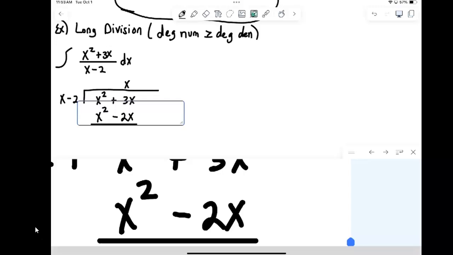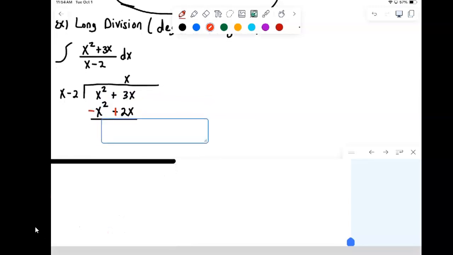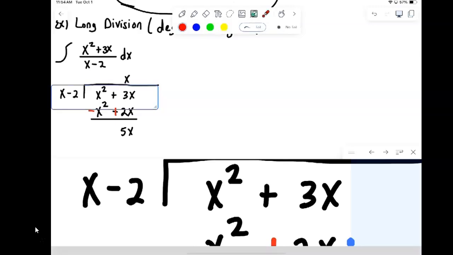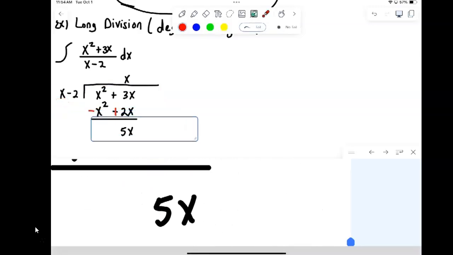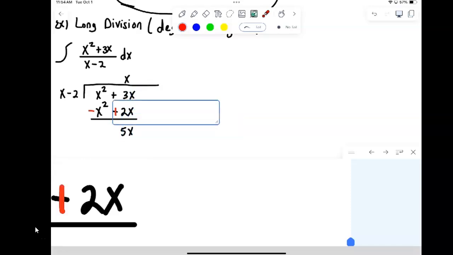And now we want to subtract that off. So what that means is we're going to change the signs here. So subtract, that becomes negative, and that one would become positive. Now the x squareds will cancel out. We have 3x plus 2x will be 5x. And then we repeat the process until we can't divide anymore. So we ask ourselves, what do we have to multiply x by to get 5x? And also, if there was anything extra left over here, we would bring that next term down.